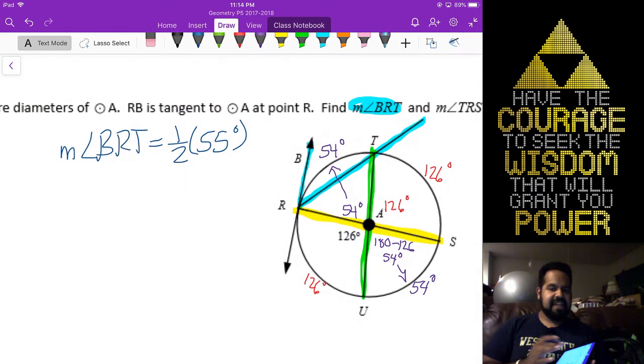Now for this case, oh, why did I say 55? I meant 54. Cool. I was going to say, that was a weird thing. Why would I give you that number? So 1/2 of 54 is 27.